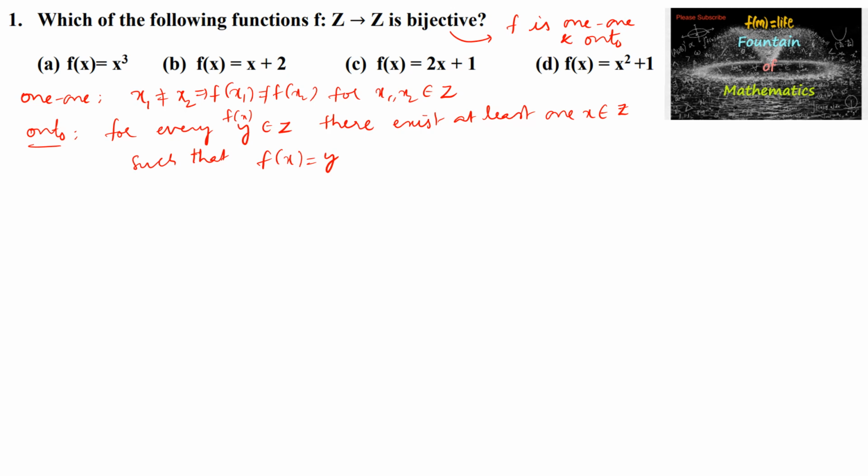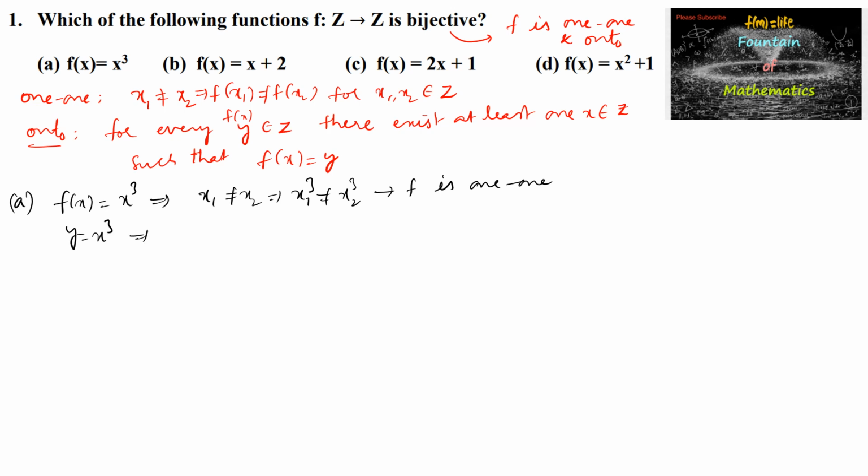So let's say the first option, f of x is equal to x power 3. So here we can say that for x1 not equal to x2, x1 cube is also not equal to x2 cube, where x1, x2 belong to integers, and hence we can say f is 1 to 1. Coming to the onto function, let y is equal to x power 3.